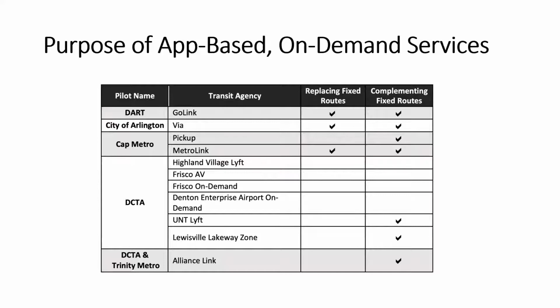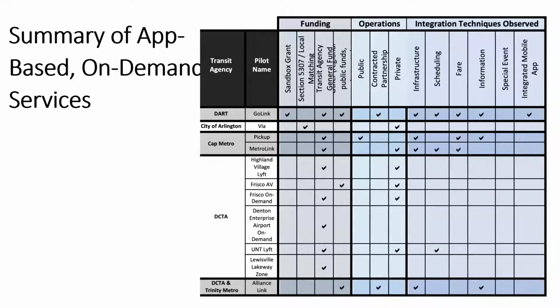The purpose of the app demand services, you can also see them broken down by agency in this table here. Some of the services that we found are also listed service by service. You can see a lot of them in Denton County, and then there were some in Austin, Arlington, Dallas, and the last one is Trinity Metro, which is in Fort Worth.